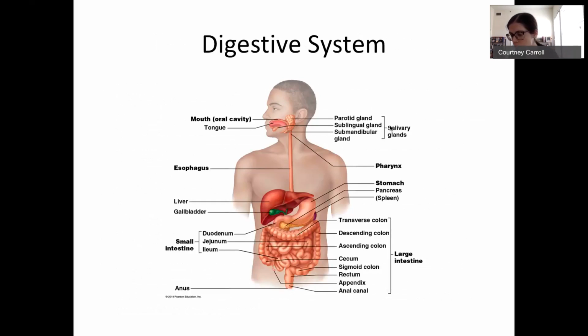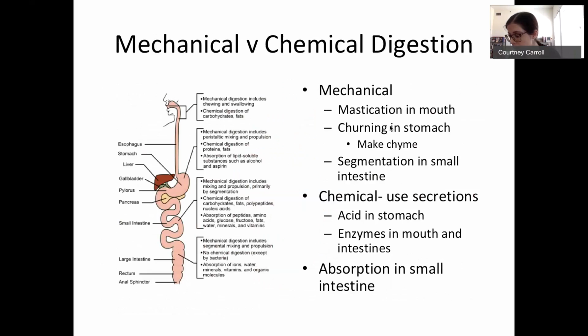So our digestive system runs from our mouth to our anus, and it's involved in both mechanical digestion, where things are broken down by movement, and chemical digestion. So mechanical digestion starts us off in the mouth with mastication or chewing. The mouth also has something called salivary amylase, and this is used to break down carbohydrates.